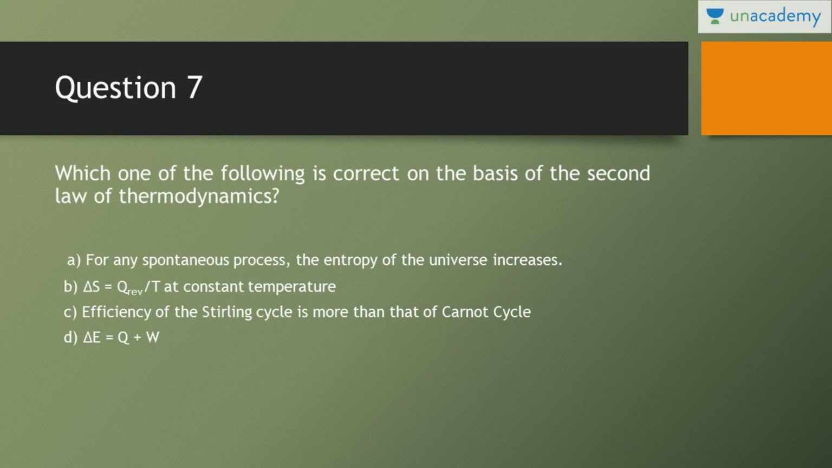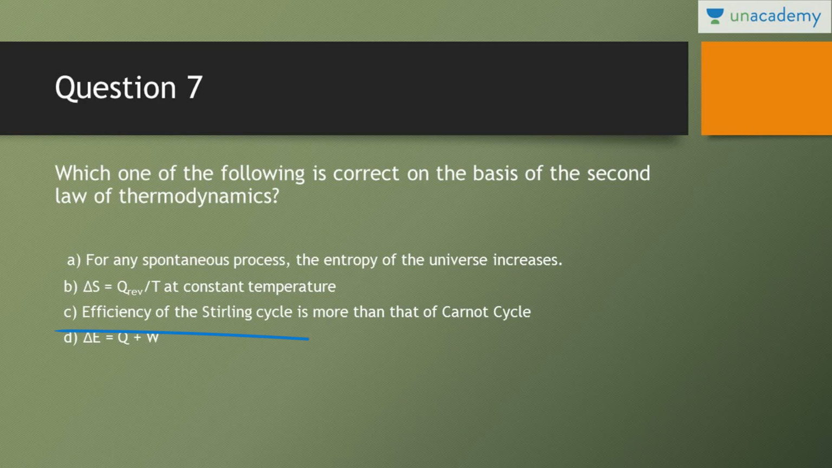Seventh question. Which one of the following statements is correct on the basis of the second law of thermodynamics? First, for any spontaneous process, the entropy of the universe increases. Yes, it is true. Second, delta S is equal to Q reversible by T at constant temperature. No, it is not like that. If the temperature is changing, we can integrate it.